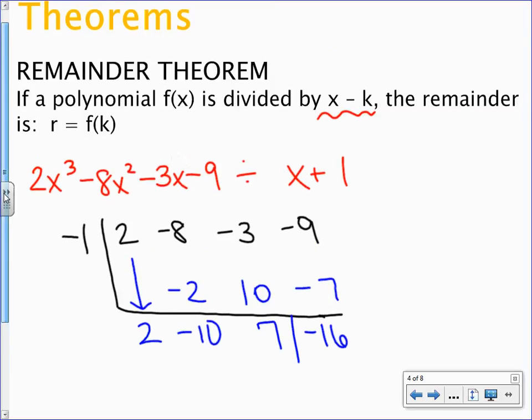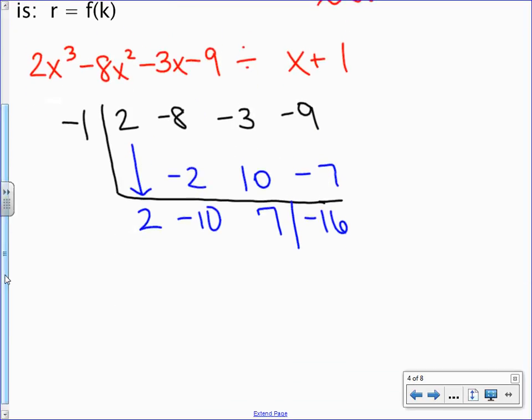What this is saying, the remainder theorem, is that since our remainder is -16, if we put -1 into our function up here, if we evaluate our function at -1, it's -16. That's what the remainder theorem means. Now, is this more work or less work, or would it be the same as just plugging -1 into that function? What do you think?